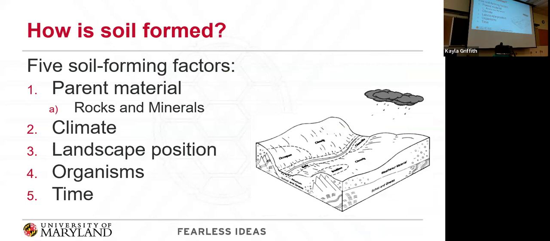So there are 5 soil forming factors that we will talk about in depth. The parent material, the climate, the landscape, the position where your soils are located, the organisms within the soils, and then time.